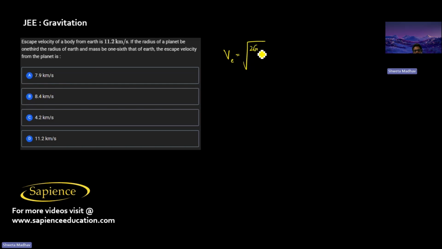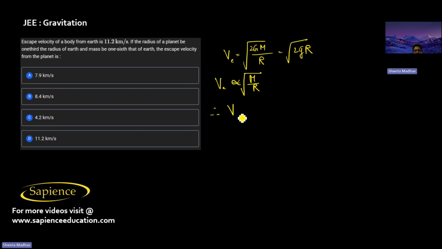root over 2GM by R, or I can say it is root 2gR. So root over 2GM by R. It means that the escape velocity is proportional to the square root of the mass of the planet divided by the radius of that planet.